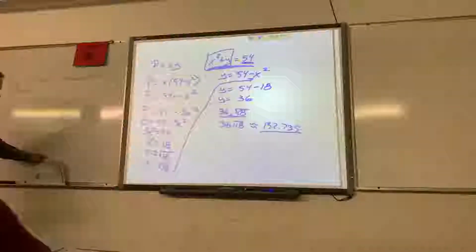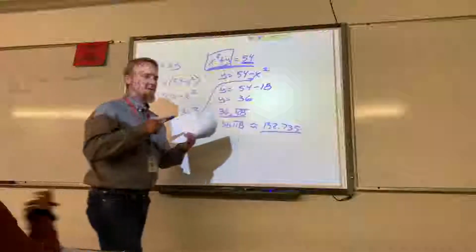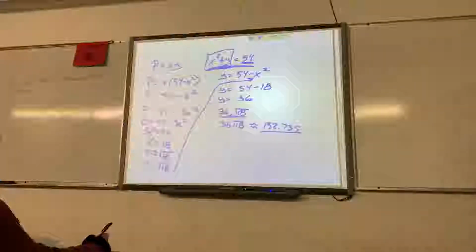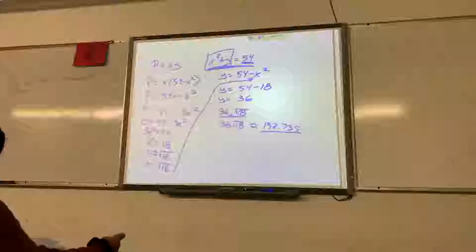So, step 1, identify primary. Step 2, identify secondary. Step 3, get one variable: solve for a variable on the secondary. Step 4, substitute. Step 5, before the derivative, clean it up. Then we have the derivative. Then we set it equal to 0. We solve. Now notice, what did we do to one of our answers?